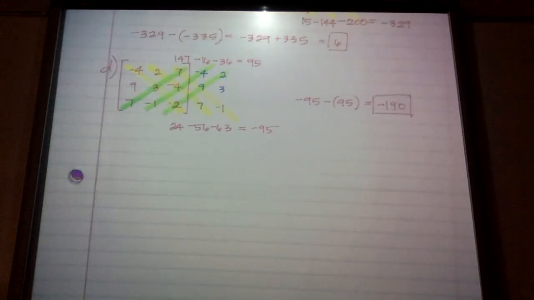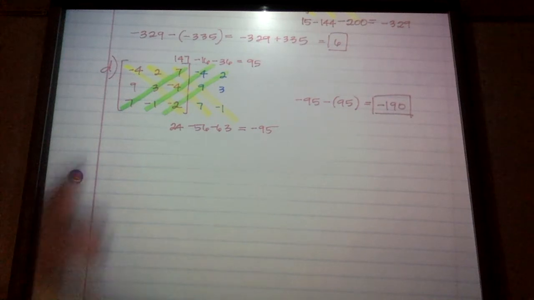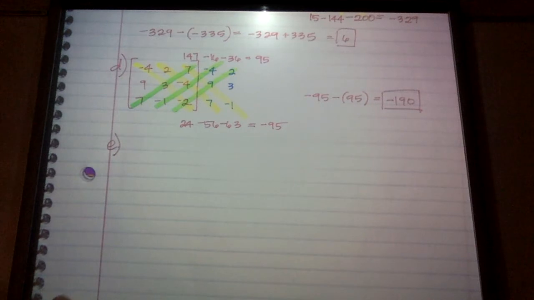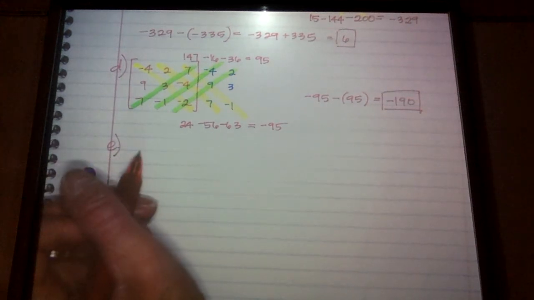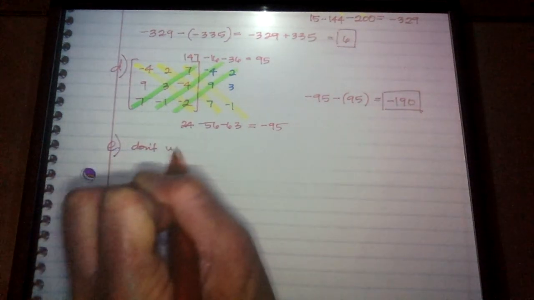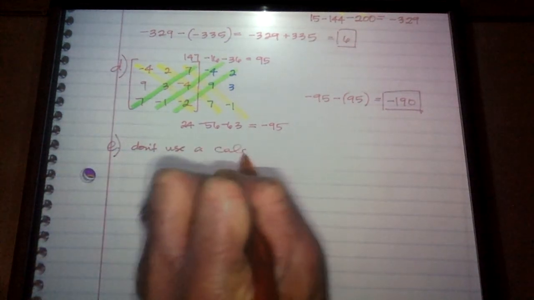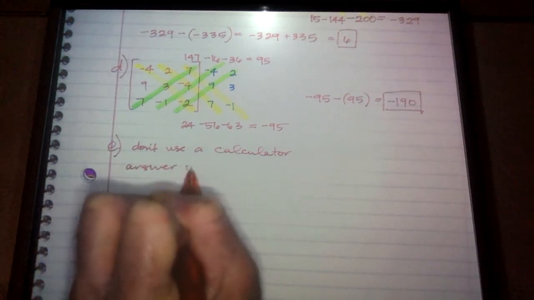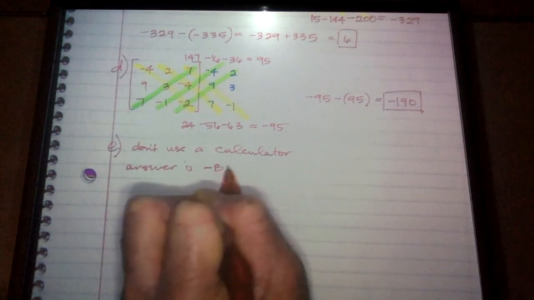All right, it says using a calculator, but you have to do it by hand. I'm just going to write the answer so you can check your work. You should get, well, anyways, it says use a calculator. Don't use a calculator. The answer is, you should get negative 825.